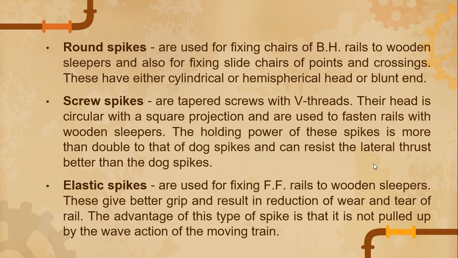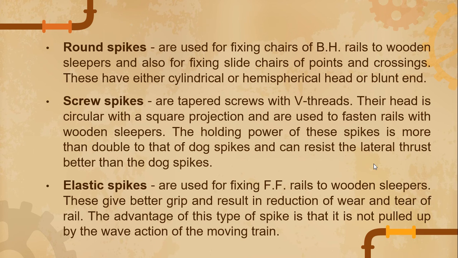Screw spikes are tapered screws with V-threads. Their head is circular with a square projection and they are used to fasten rails with wooden sleepers. The holding power of these spikes is more than double that of dog spikes. Screw spikes can resist the lateral thrust better than the dog spikes.